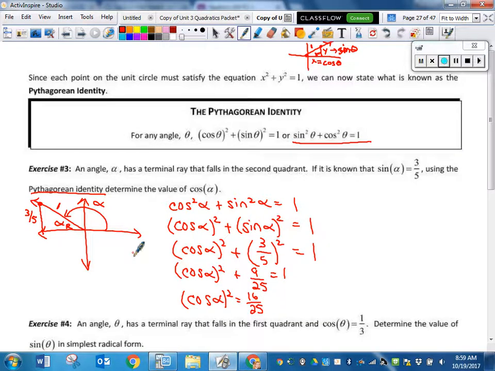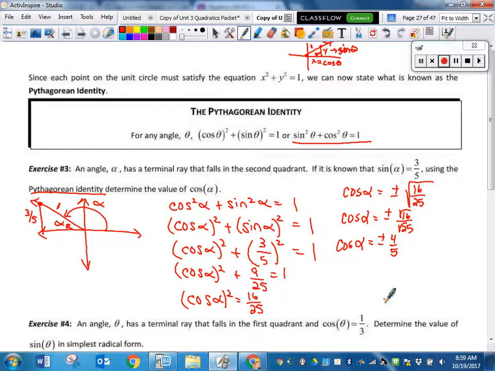And then how do I unsquare something? I square root it. How many answers am I supposed to have when I square root it? 2. So square root it, I got cosine alpha equals plus minus, big giant radical, 16/25. What's nice about this is you're really just doing top and bottom. So plus or minus square root of 16 over square root of 25 is really what you're doing. They're both perfect squares in this case. So plus or minus 4/5. All right, so I've got 2 answers, plus or minus 4/5.